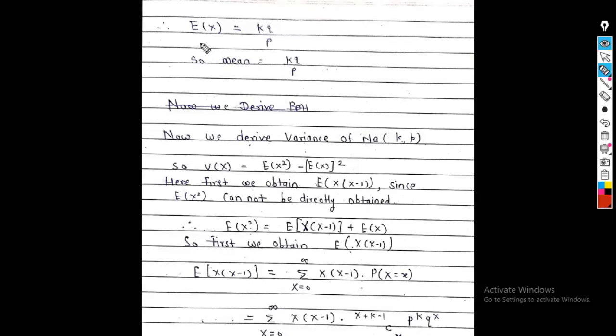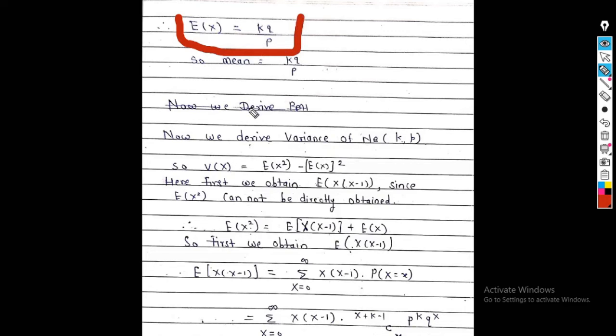So we get expectation of X is equal to what? K into q divided by p. So finally we get expectation of X is equal to kq divided by p. So this is the mean of negative binomial distribution, that is kq divided by p.